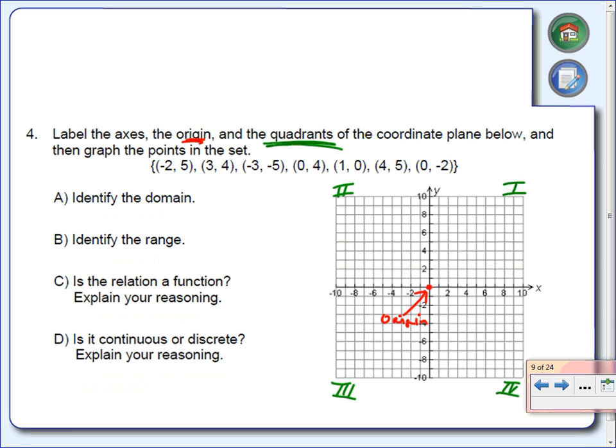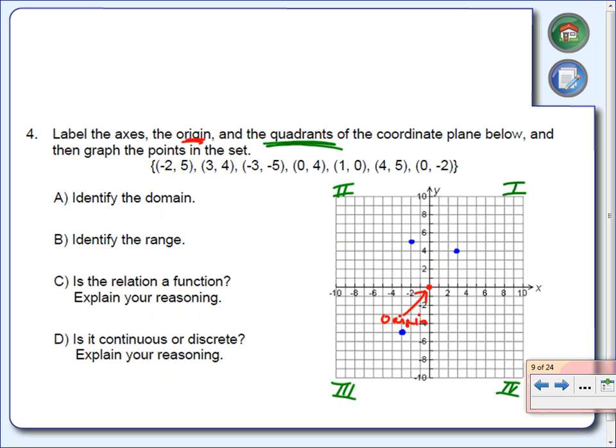Next thing they want me to do is graph the set of points. Graph these ordered pairs. So let's do that next. (-2, 5). Let's find (-2, 5). And let's put a point there. Then we're going to find (3, 4). Find the ordered pair (3, 4). Put a dot. Then we'll find (-3, -5).